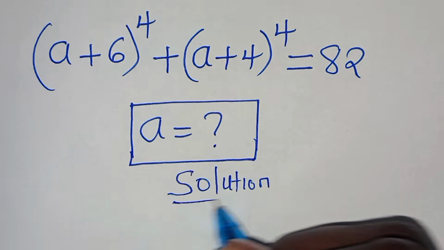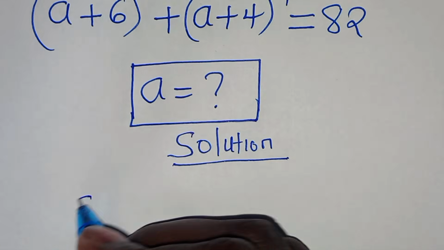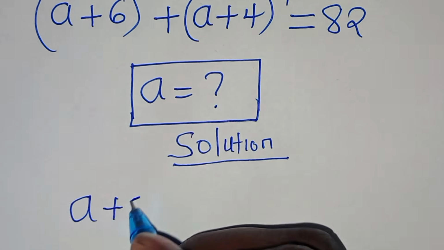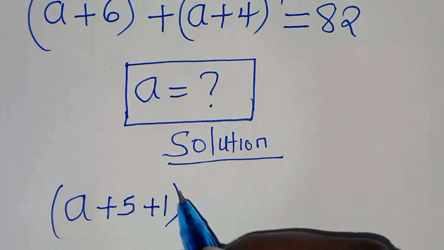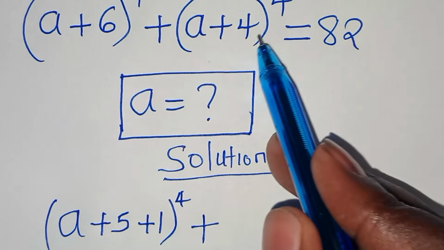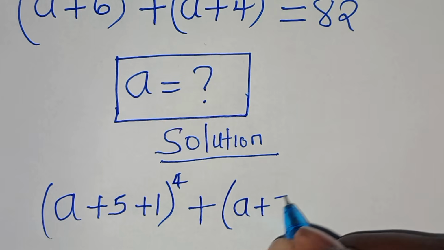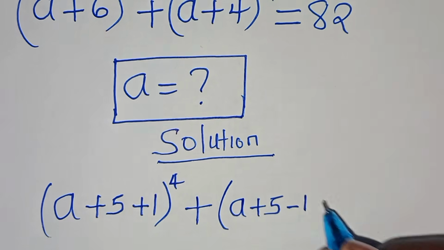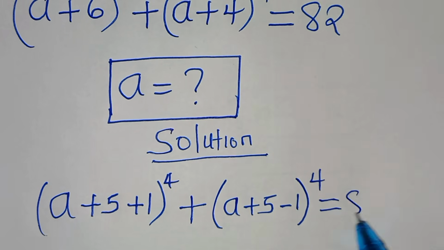Now the first step is that we can express a plus 6. This is the same thing as a plus 5 plus 1, everything here raised to the power of 4. Then plus, we can express a plus 4. This is the same thing as a plus 5 subtract 1, everything here raised to the power of 4. This is equal to 82.